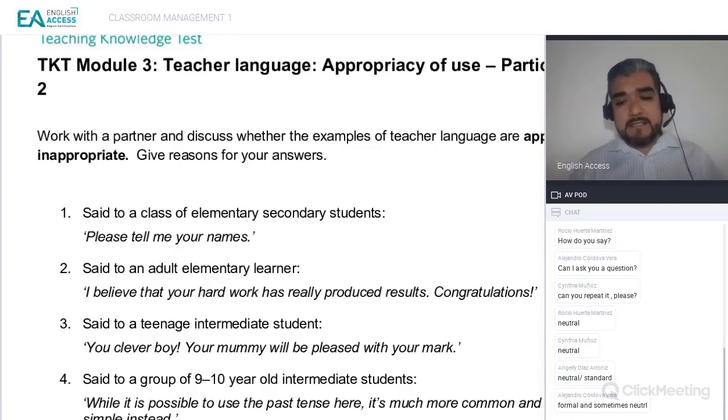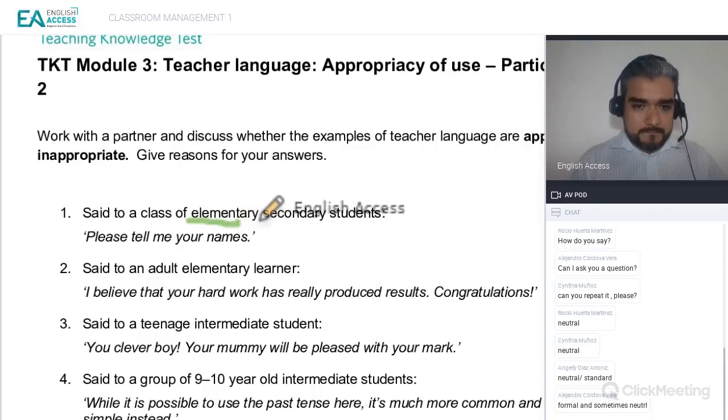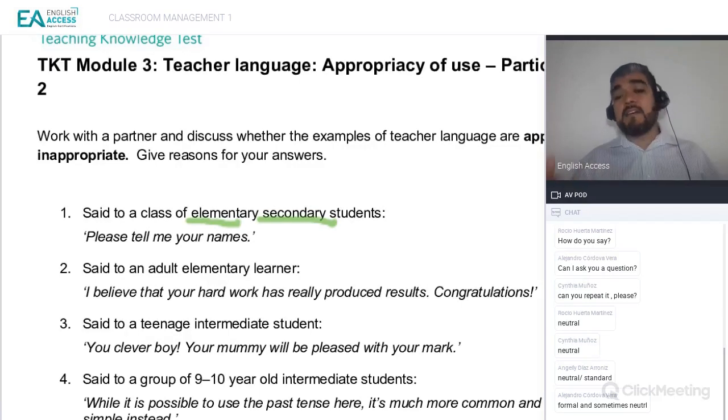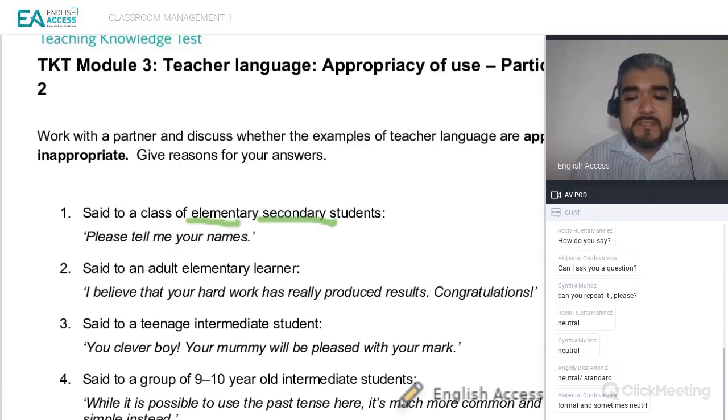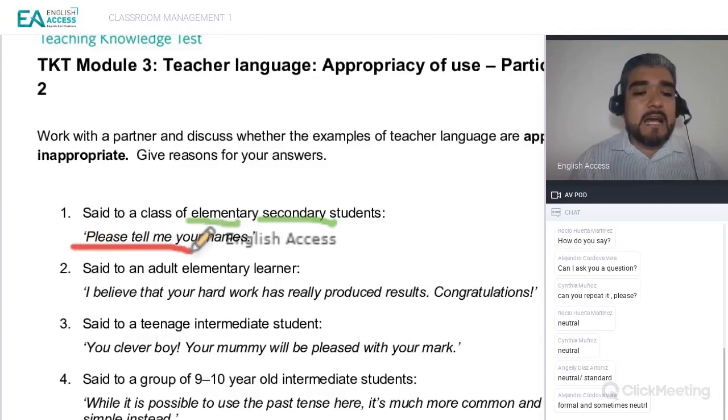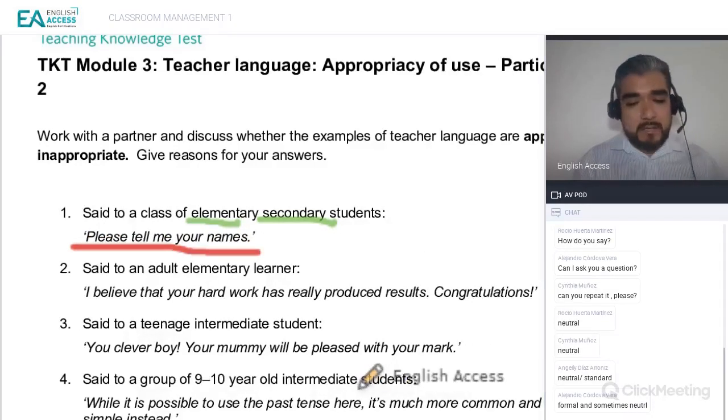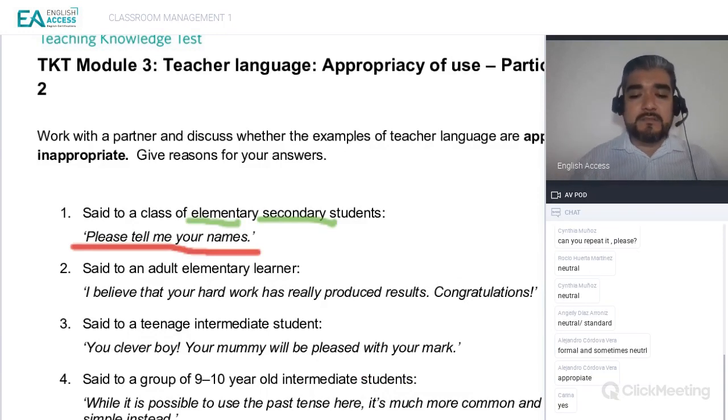For example, it says, the teacher said to a class of elementary, secondary students. Elementary is the level, right? Secondary, well, is the grade, right? For example, elementary means that they are basic. Secondary means that they are in middle school, right? So the teacher says, please tell me your names. Do you think this phrase is appropriate or is not appropriate to be used as a teacher?